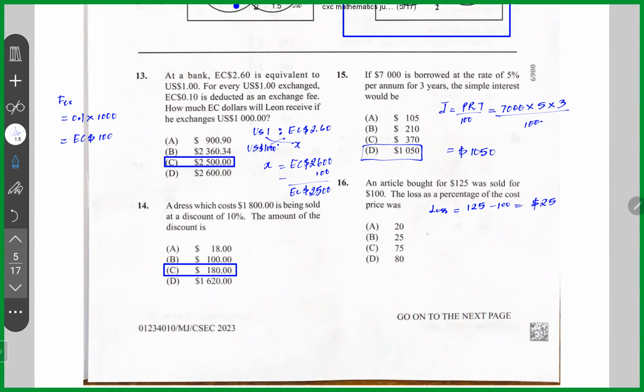Now, percentage loss, which is the loss expressed as a percentage of the cost price, would be $25 over the cost price, which is what? 125 times 100%. So 25 into 125 is 5, 5 into 100 is 20. The answer is 20%.